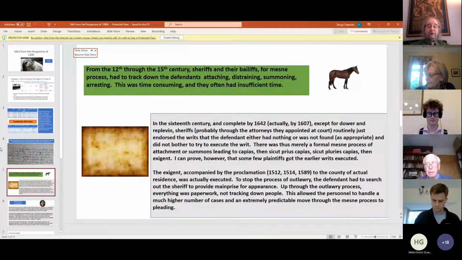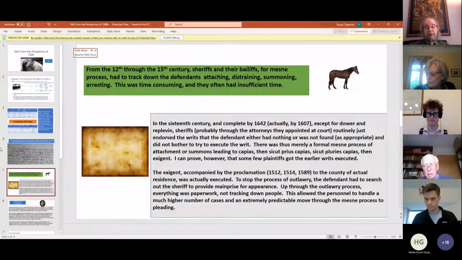In the 16th century, and this was true by around 1500, but actually complete by 1642 or 1607 even, sheriffs just ignored those initial orders. John Baker has noted already that by 1500, the sheriffs could ignore the initial orders with impunity. But that's looking at what you see in the plea roll. It's perfectly true, but what that kind of statement overlooks is that they're actually building something different.